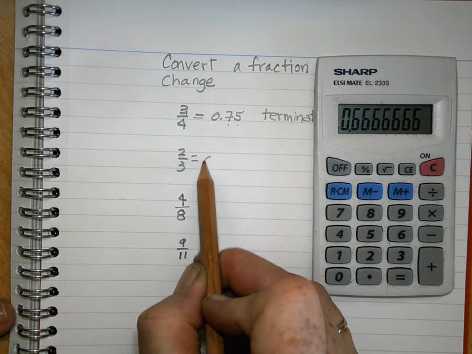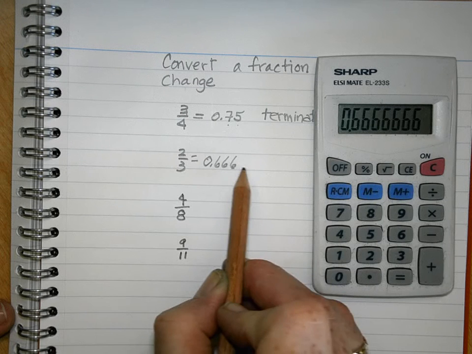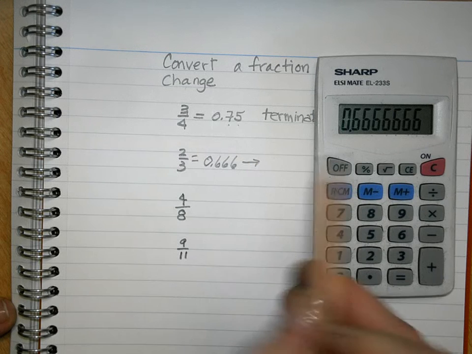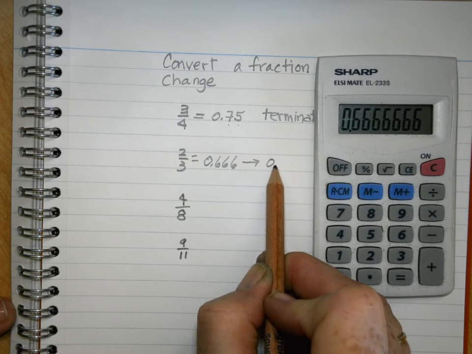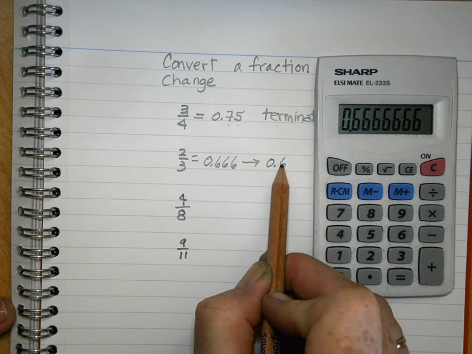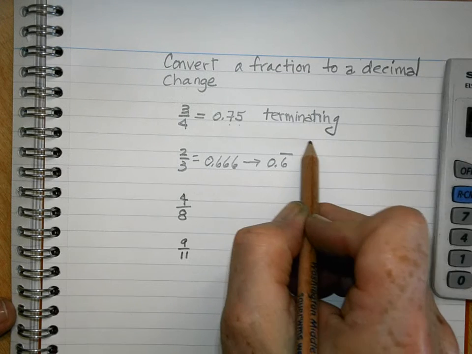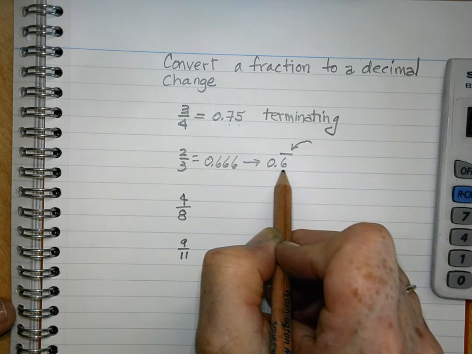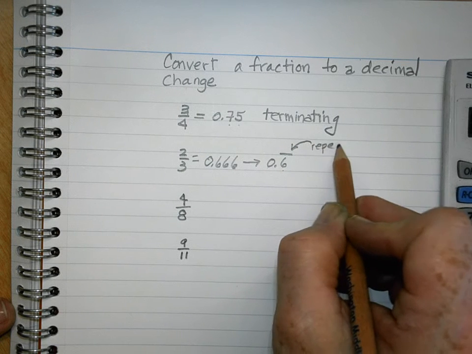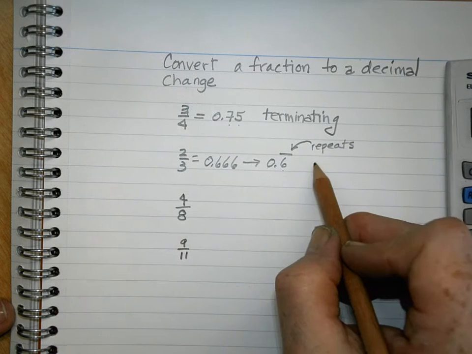So I could write 0.666, but these 6's repeat, so I have a shortcut. And my shortcut is I just write my decimal point, my 0 before it, and then I write the number that repeats and I draw a bar over the top. This bar right here means that this digit underneath it repeats. So for that reason, I know this is a repeating decimal.